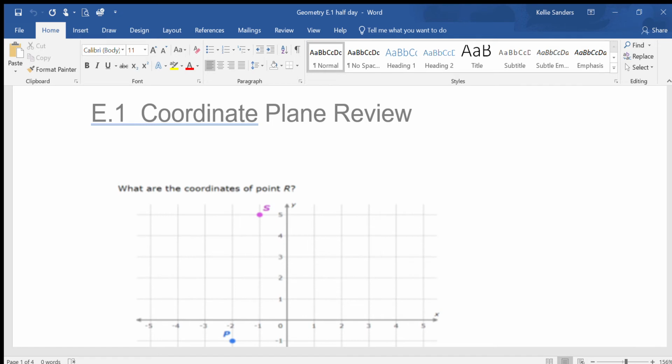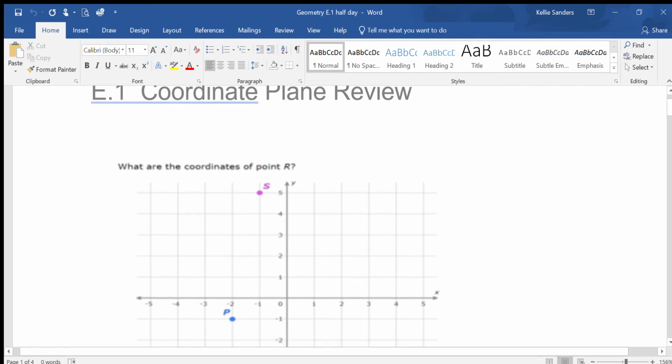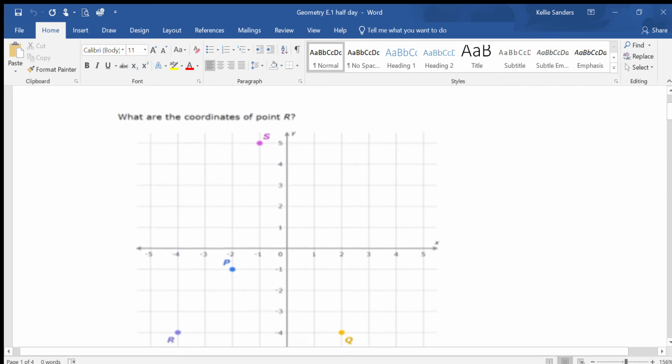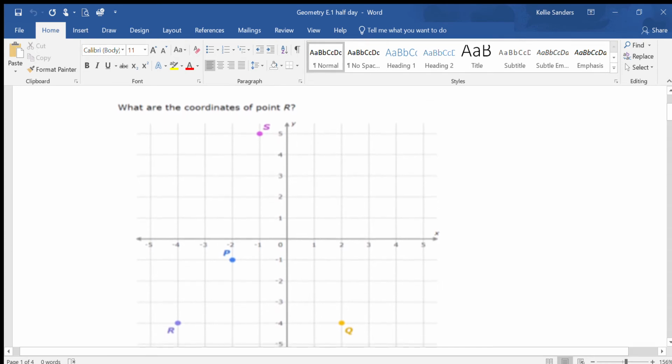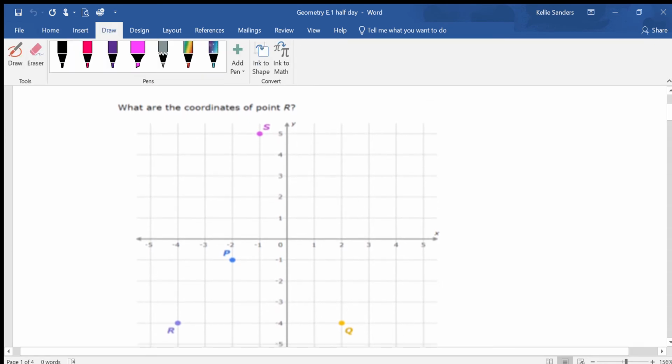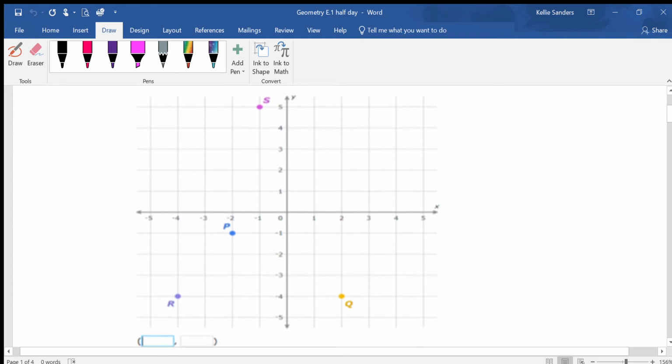Coordinate plane review. It says, what are the coordinates of point R? What are the coordinates of point R? So R is right here.